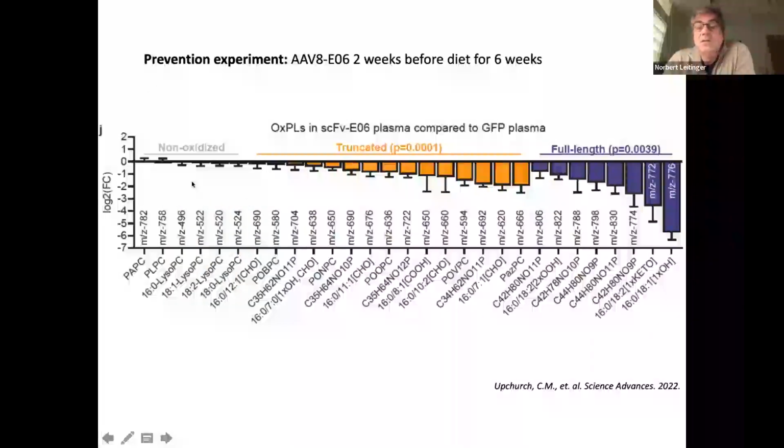So by testing all the lipids that I just showed you, comparing the GFB expressing mice to the EO6 expressing mice, there was no effect on non-oxidized lipids, on phospholipids and lysolipids, for example. But if you look at the truncated and the full-length oxidized PC species, they're all reduced in the mice expressing EO6, telling us that the antibody had something to do with this.